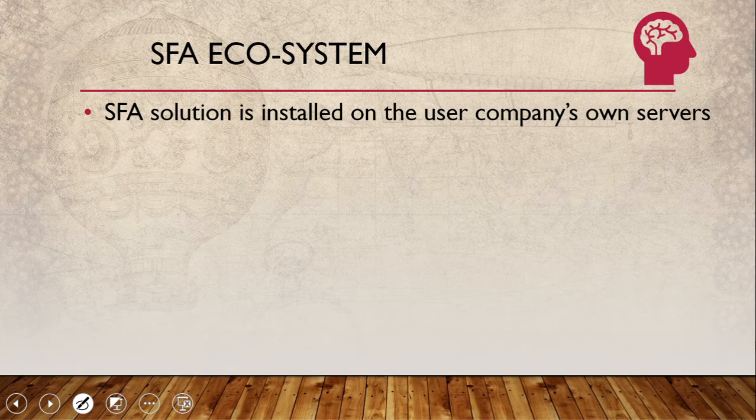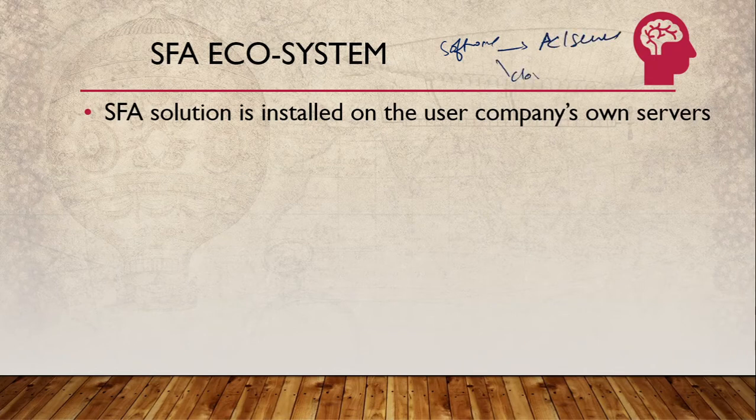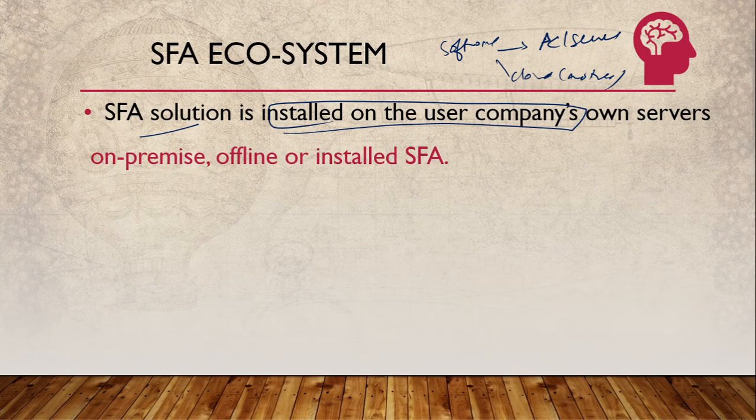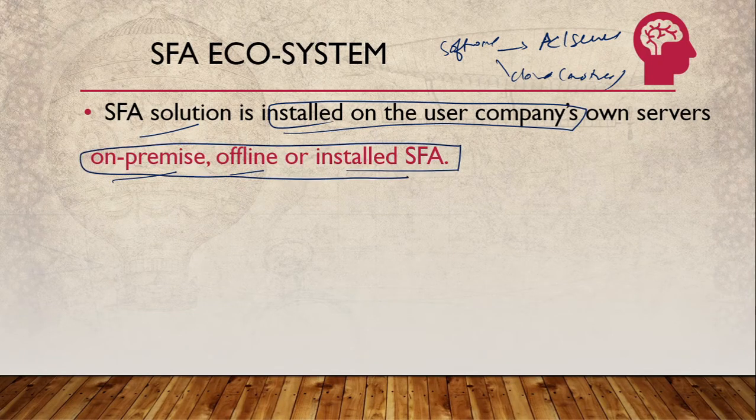Next, just now we have understood that SFA is nothing but a software. So the software can be installed on your own PC or the server, or you can install it in a cloud or on another PC. So what if the SFA solution is installed on your own company server? Then that is nothing but on-premise, offline, or the installed SFA. So whenever the vendor is allowing you to install the software on your own servers, then those are called an on-premise, offline, or an installed SFA.